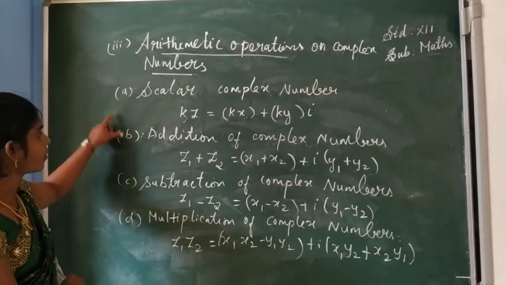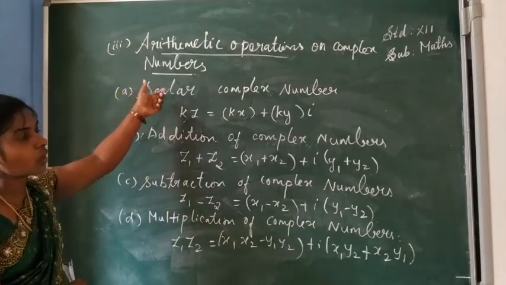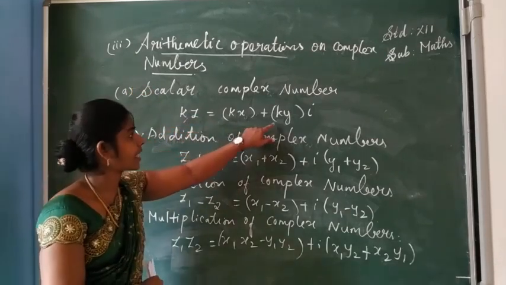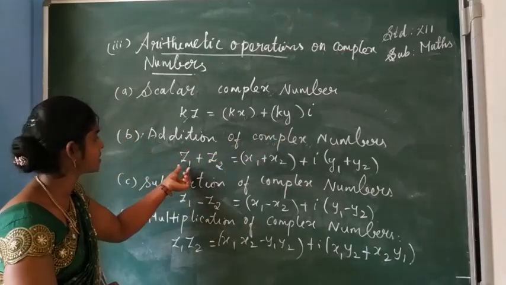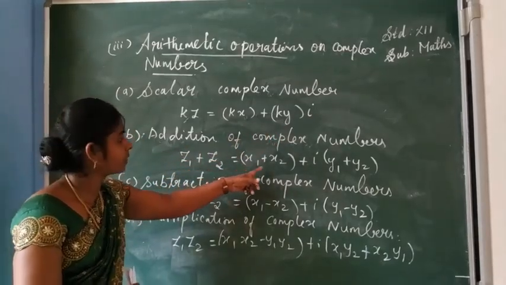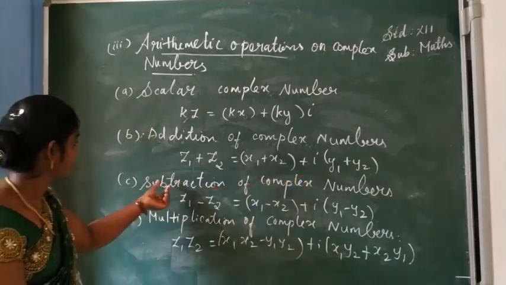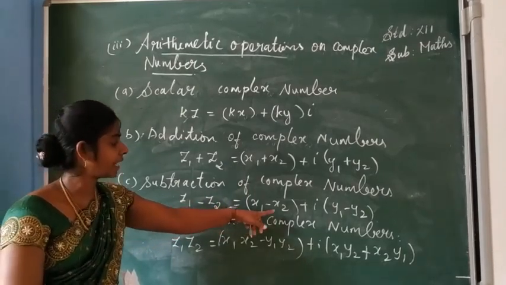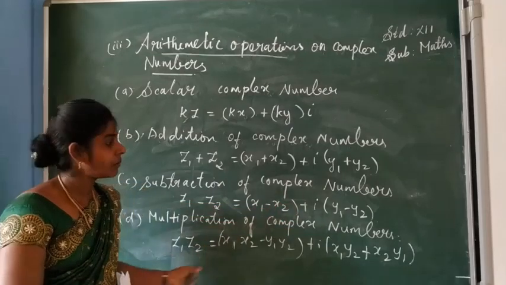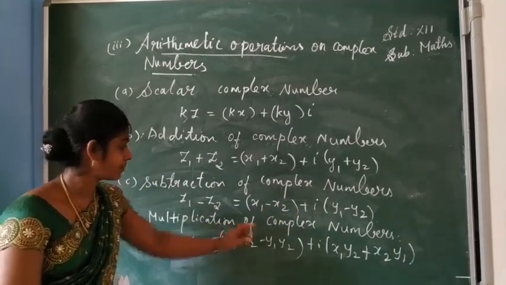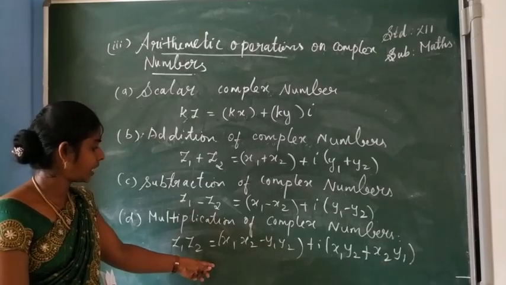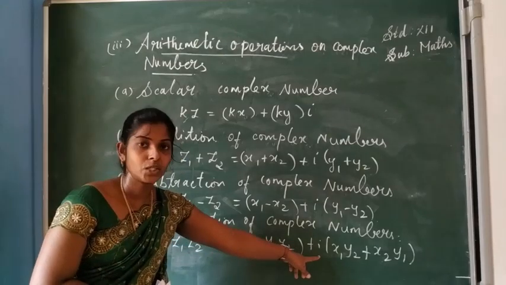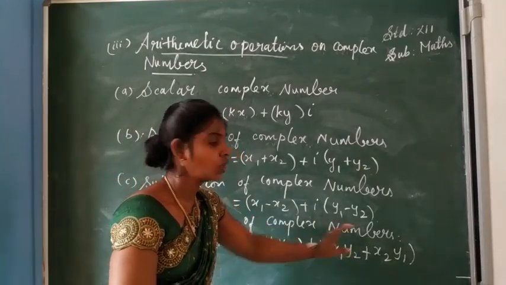So these are the arithmetic operations on complex numbers. Scalar multiplication, k z equal to kx plus ky i. Addition of complex numbers, z1 plus z2 equal to x1 plus x2 plus i into y1 plus y2. Subtraction, z1 minus z2 equal to x1 minus x2 plus i into y1 minus y2. Multiplication, z1 into z2 equal to x1 x2 minus y1 y2 plus i into x1 y2 plus x2 y1.